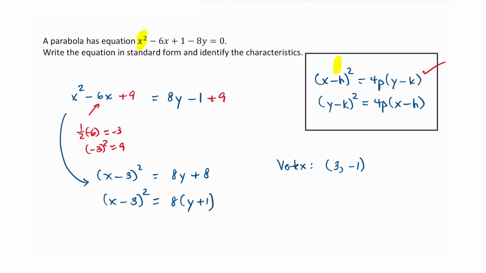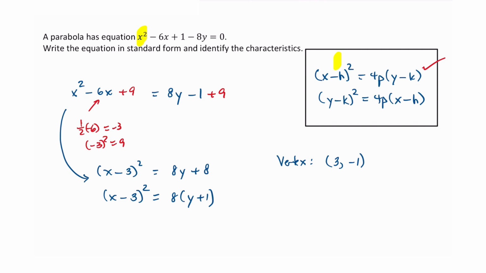Now, to find the focus and the directrix, we need to know the value of p. Well, 4p is the coefficient of the linear term in y on the right-hand side, and 8 is that coefficient in our equation, so that 8 is equal to 4p, which means p is equal to 2. Okay, so that's one piece of the puzzle.